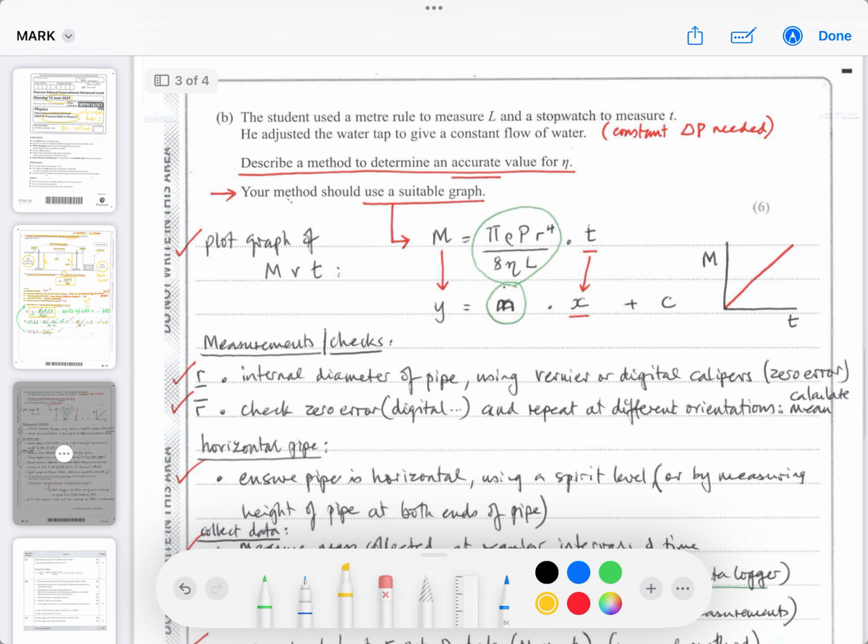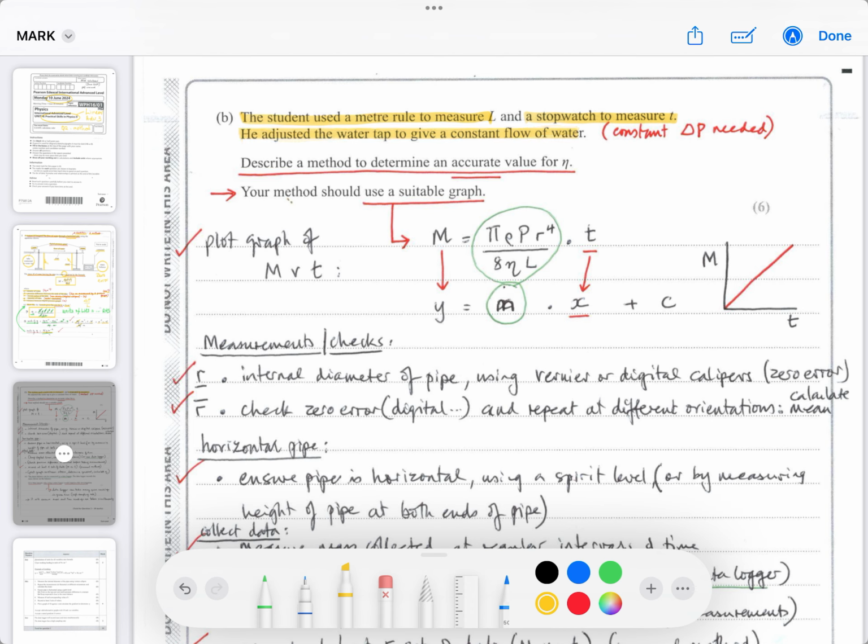Part B, for question 2, the student used a meter rule to measure length between the 2 pressure gauges and the stopwatch to measure the time. Okay, so the meter rule has a resolution of 1 millimeter and a stopwatch usually a resolution of 1 centisecond or 0.01 seconds. He adjusted the water tap to give a constant flow rate.